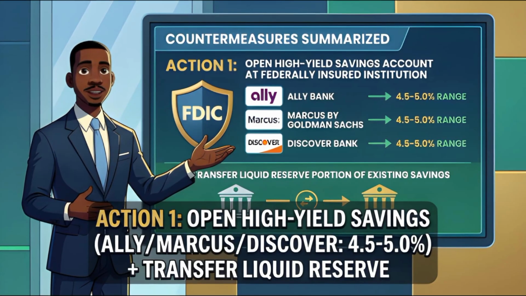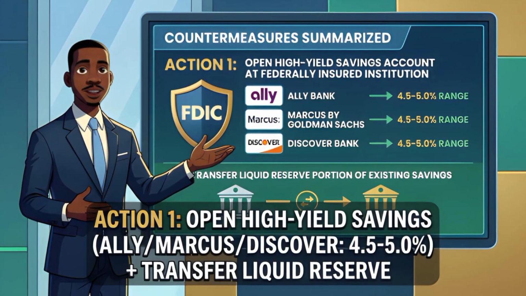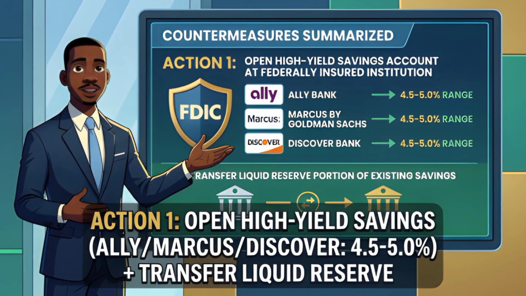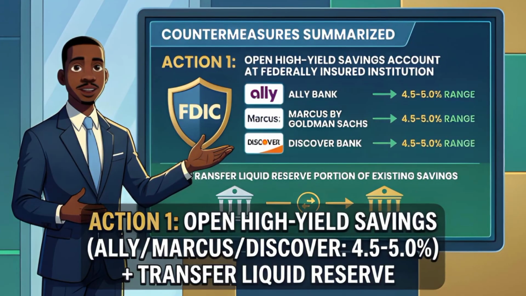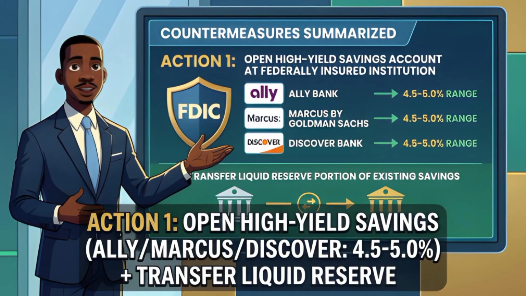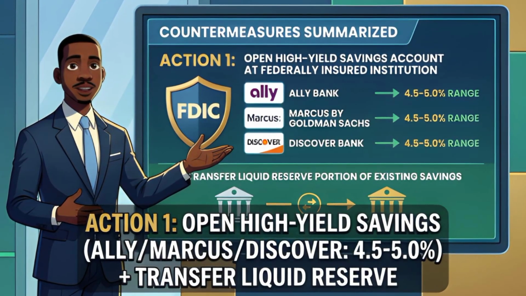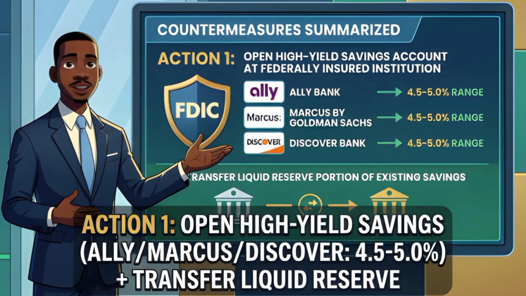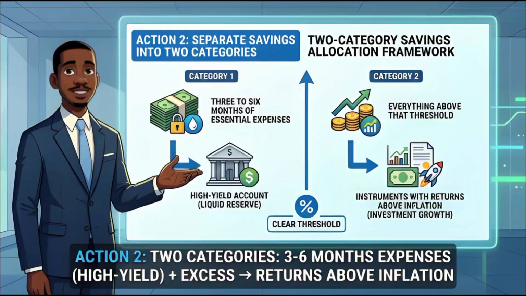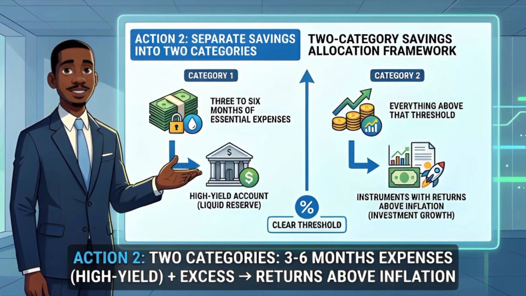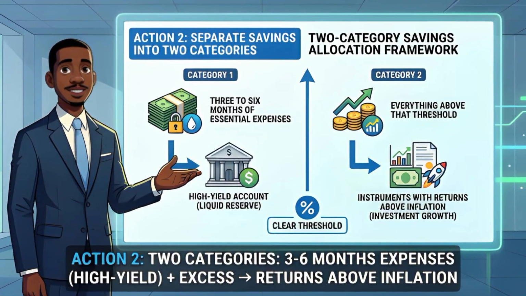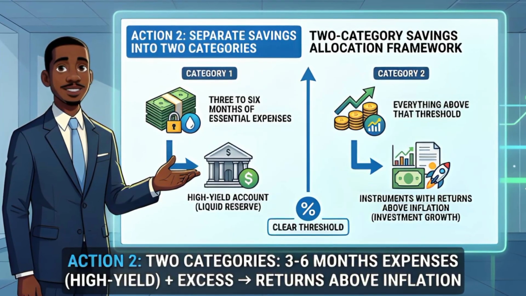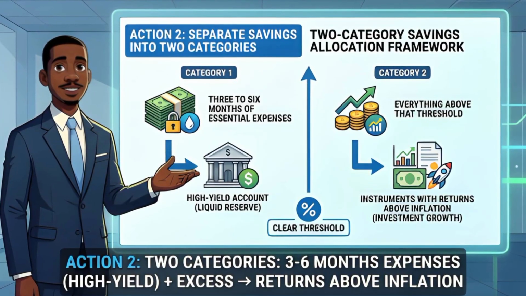The countermeasures, summarized: open a high-yield savings account at a federally insured institution. Ally Bank, Marcus by Goldman Sachs, and Discover Bank are currently in the 4.5 to 5.0% range. Transfer the liquid reserve portion of existing savings. Separate savings into 2 categories: 3 to 6 months of essential expenses in the high-yield account, and everything above that threshold directed toward instruments with returns above inflation.